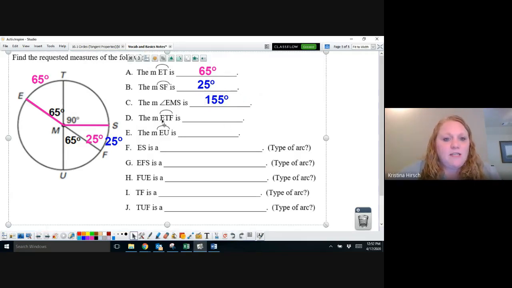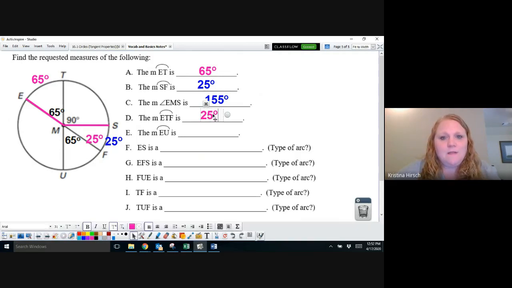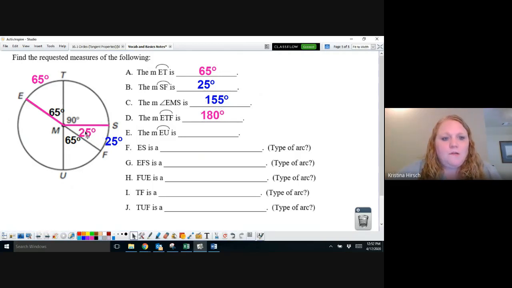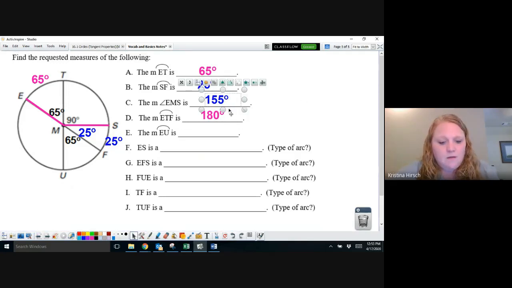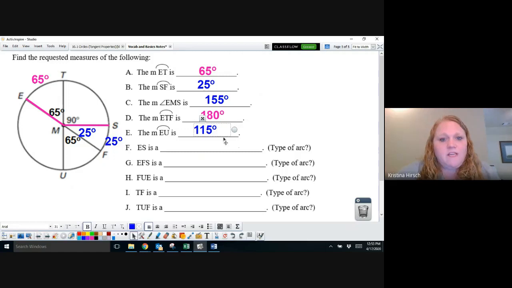All right. So then the next question is asking about an arc ETF. E to T to F. And you have to follow the roadmap. Well, that's half of a circle. So that would be 180 degrees. Okay, so then it wants to know the measure of EU. EU, remember it's two letters, so you always go the shortest distance. So that means I only want this section here. And since this part is 65, then how much is this part? Well, we subtract it from 180 and we get 115. So this would be 115 degrees.